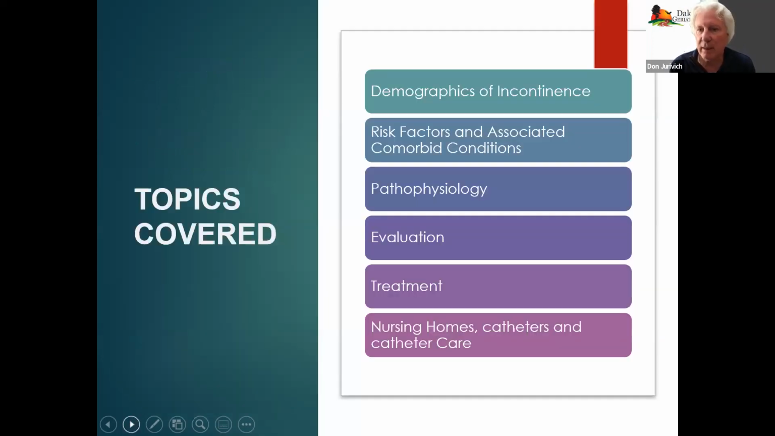So what we want to cover are, as mentioned, the demographics. We want to look at the risk factors for incontinence, a little bit of the aging pathophysiology, and then get into the evaluation and treatment. I will not be talking about nursing homes, catheters, and catheter care during this session.